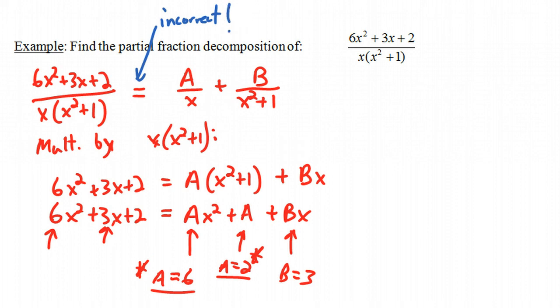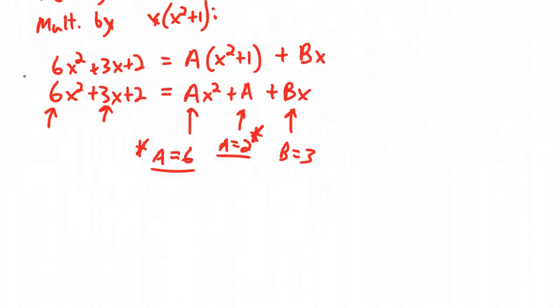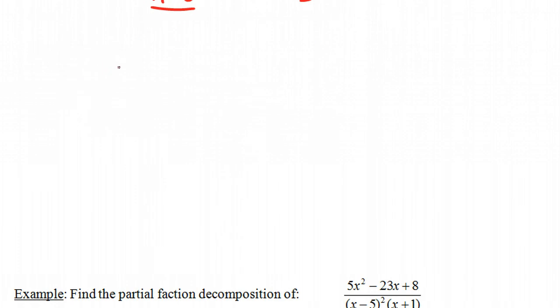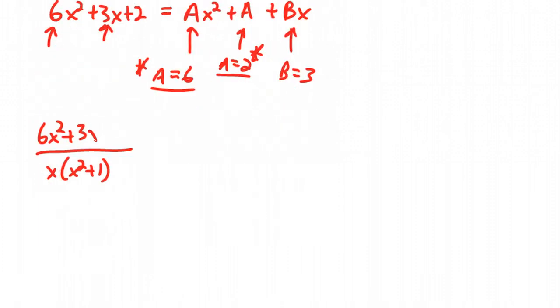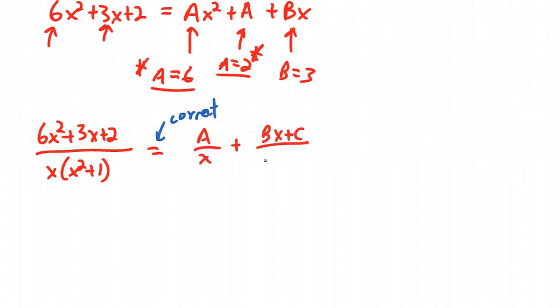Okay, so now let's do the correct method. Let's go down and write it as, let's see, we had x times x squared plus 1, we had 6x squared plus, what was it, 3x plus 2. Okay, so now let's do this the correct way. Let's see if we can get it to work out. Well, we write this as a over x plus bx plus c over x squared plus 1.